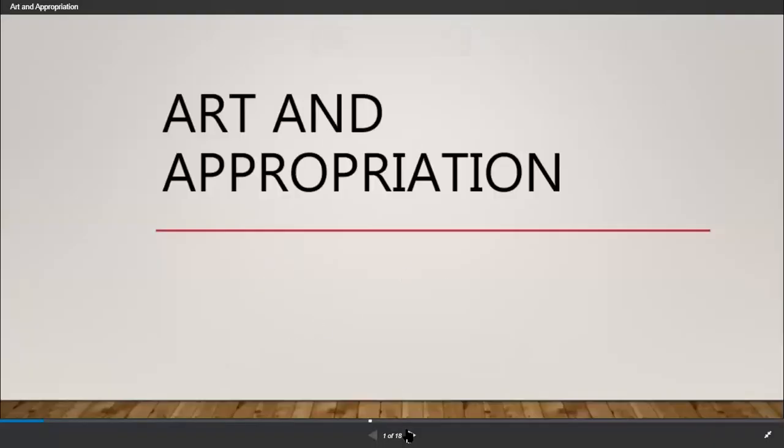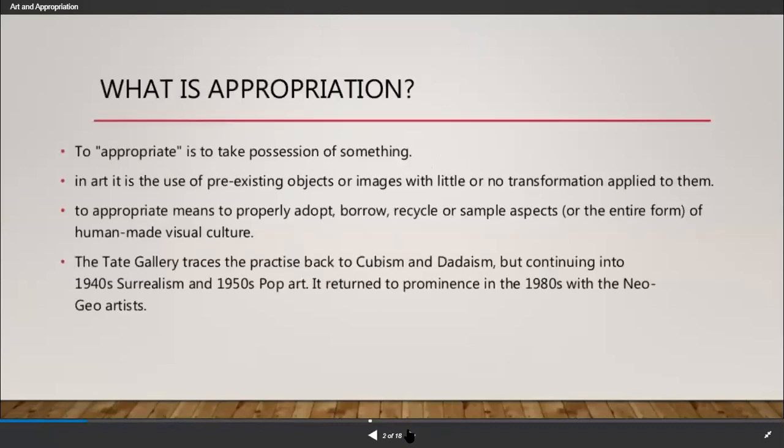So we come up with the word appropriation, but first you need to consider what appropriation is. If you look it up, it will direct you to this one. To appropriate is to take possession of something. So in art, it is the use of pre-existing objects or images with little or no transformation applied to them. To appropriate means to properly adopt, borrow, recycle, or sample aspects or the entire form of human-made visual culture.